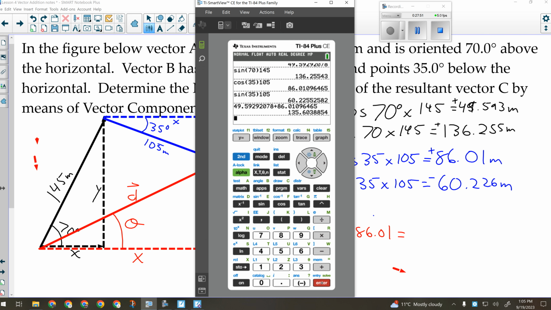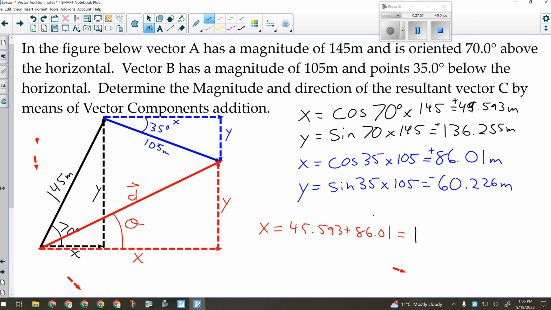Okay, so red X is 135.6 meters long. And it's positive. Red Y is going to be a little bit different because blue Y goes down and black Y goes up. Okay, now I did make blue Y negative, so I'm okay to still do vector component addition. I'm just adding a negative number, which in your calculator you're totally fine to just subtract.